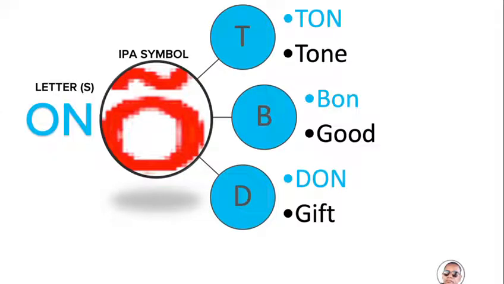Letters O-N, or I should say O-N for Haitian Creole. And the sound, IPA sound, on. T-on, ton, which means tone. B-on, bon, which means good. D-on, don, which means gift.